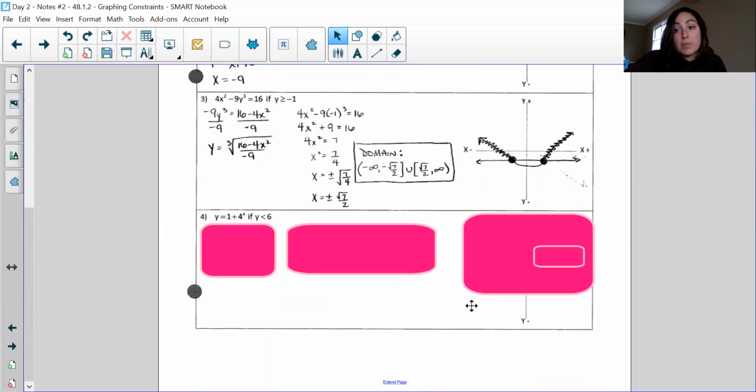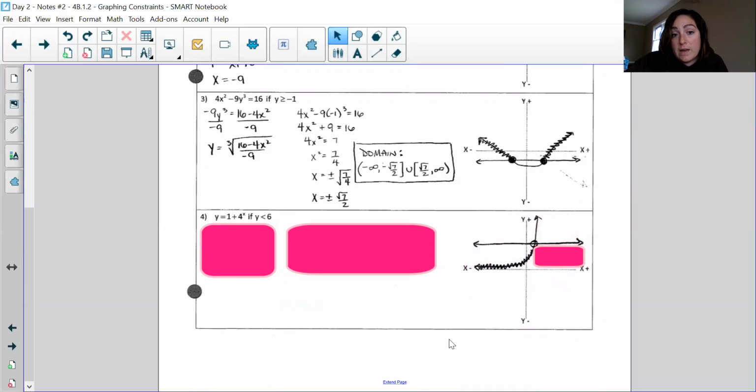And example number 4, y equals 1 plus 4 to the x if y is less than 6. So again, we don't necessarily need a calculator to graph this. We know how to graph exponentials without one. So we have an exponential curve that is shifted up 1. We have an exponential growth shifted up 1, so it looks roughly like that.